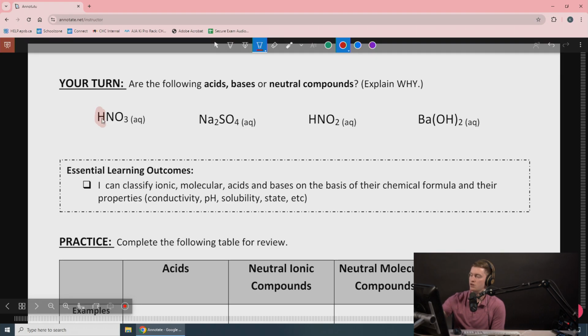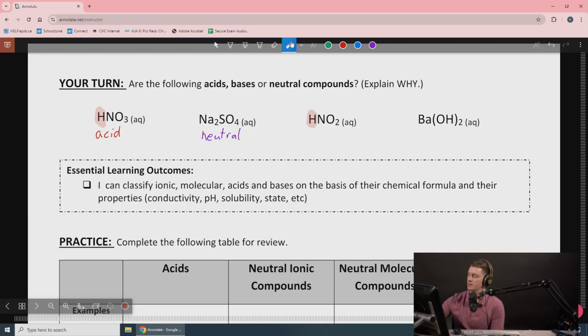You see that this compound starts with the hydrogen ion, so this is going to be an acid. If you tried naming it, this is going to be nitric acid because this is the nitrate anion. This compound here does not have a hydrogen group, and it does not have a hydroxide group. So this is going to be neutral. This is sodium sulfate, neutral compound.